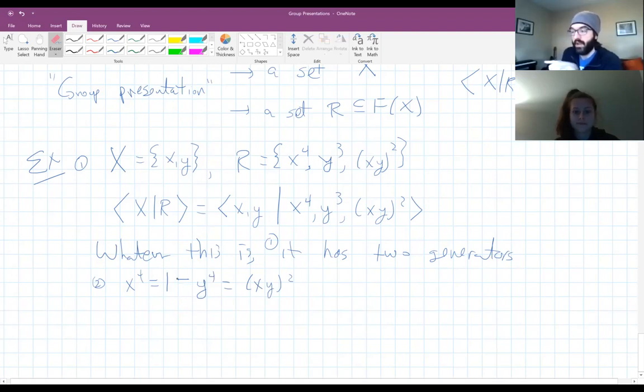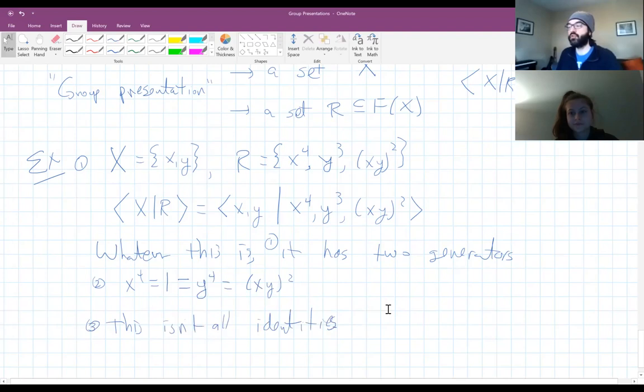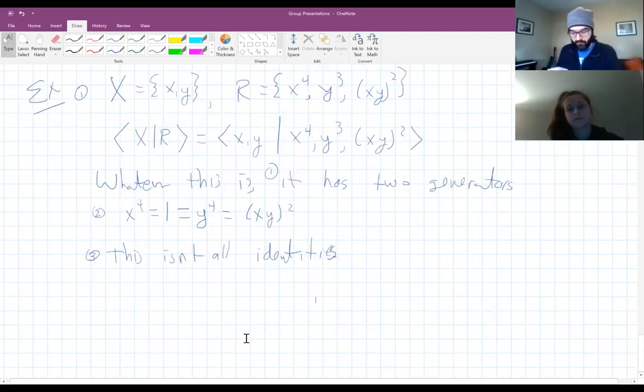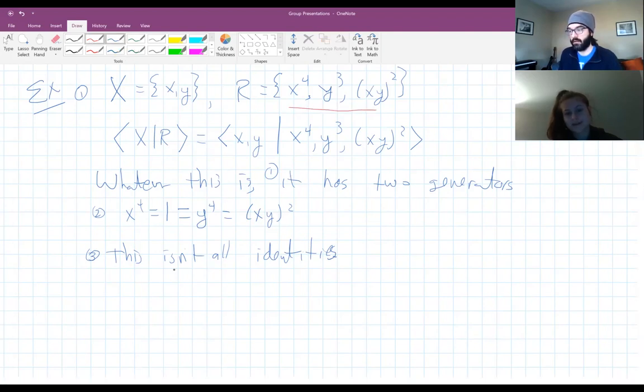But this isn't the only thing that can be written as the identity, because these are just the defining relators. Remember, you can't get all of them. I'll talk about that in a second. But can you tell me something else, another set of symbols that has to be equal to the identity? Tell me something else that is equal to one that is not in this list.